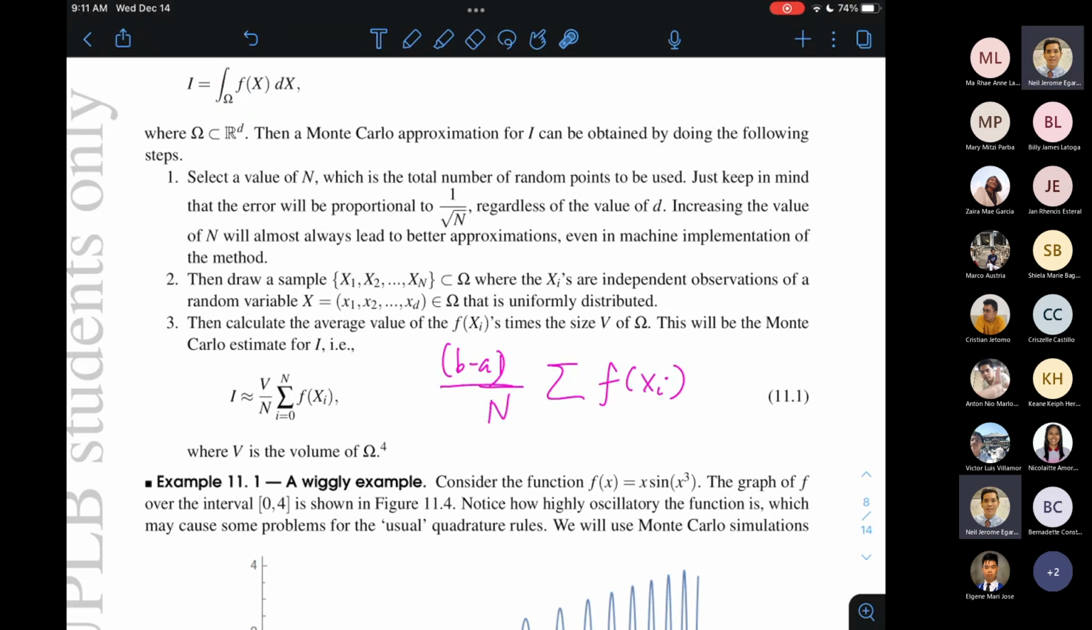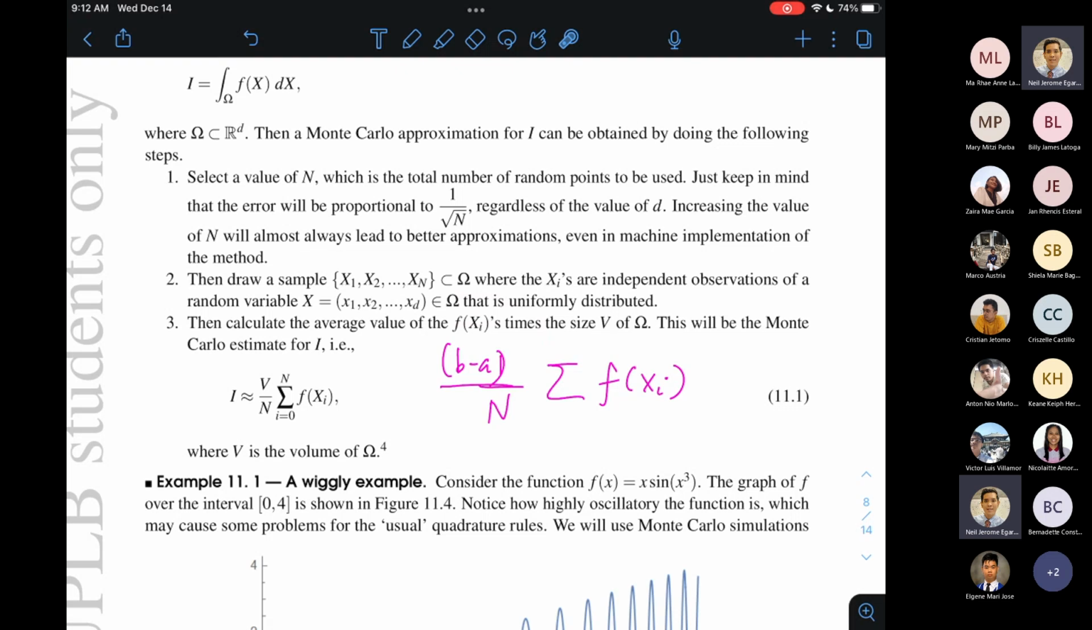So, pwedeng si omega ay area na ng integration region kung nasa 2 dimensions ka. Kung 2-dimensional yung integral mo, kukunin mo yung size ng integration region. Kung saan ka nag-i-integrate, tawagin mo yung omega, kunin mo yung area ni omega, yun yung papalit mo sa b minus a. Tapos, over n pa rin, which is the number of points, times summation ng mga function values on the randomly chosen abscissas. Now, if you're in 3 dimensions, b minus a will be replaced by the volume of omega. Tapos pag nasa 4th dimension ka na, 5th dimension, and so on, volume pa rin yung tawag natin dun.